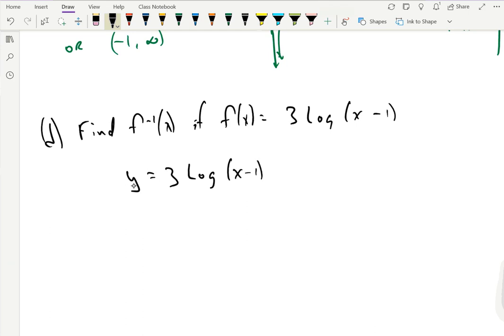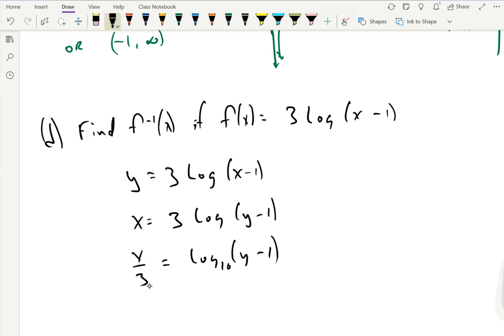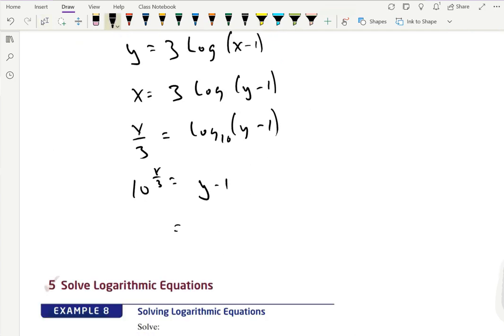Then I'm going to replace x with y and y with x. So x equals 3 times log of y minus 1. Let's divide both sides by 3. So we've got x over 3 is log of y minus 1. What this means then is that we would have log with base 10, so 10 to some power. 10 to what power? 10 to the power of x over 3 is y minus 1. So we have 10 to the power of x over 3 equals y minus 1. That means y is 10 to the x over 3.